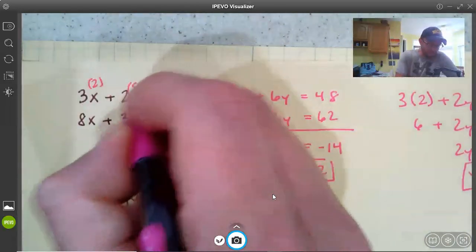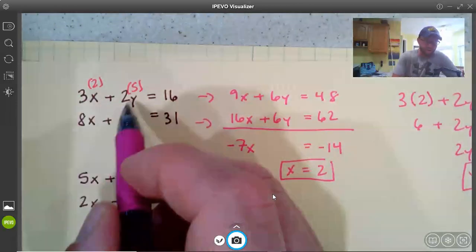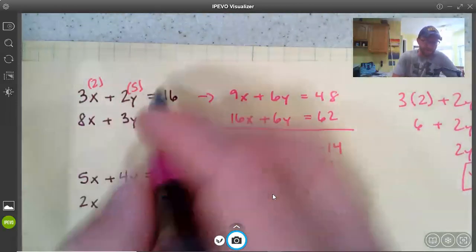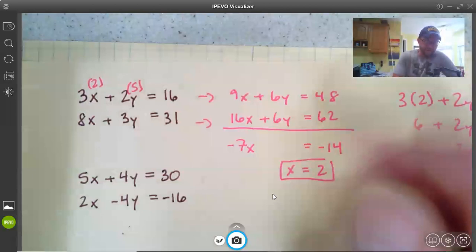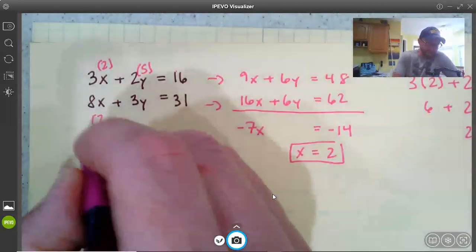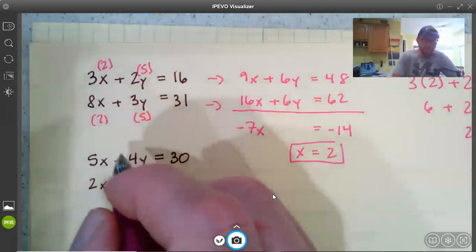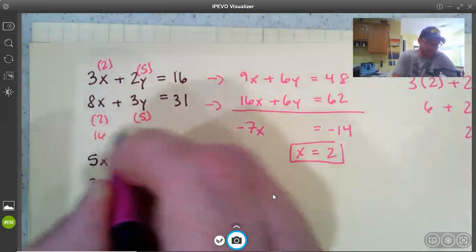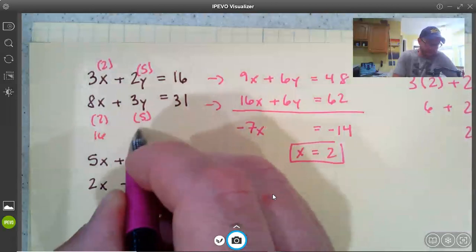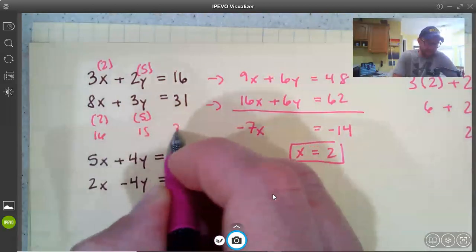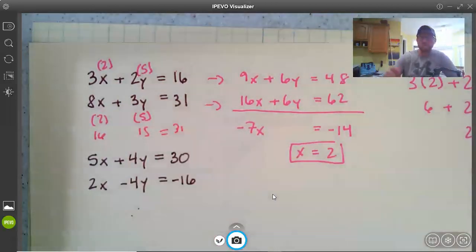So 2 and 5: 3 times 2 is 6, 2 times 5 is 10, and 6 and 10 is 16, so that works. If I plug in 2 and 5 here, 8 times 2 is 16, and 3 times 5 is 15, and 16 and 15 is 31, so it works.